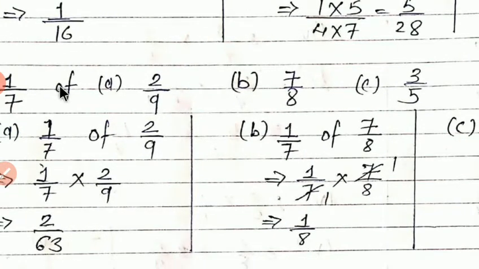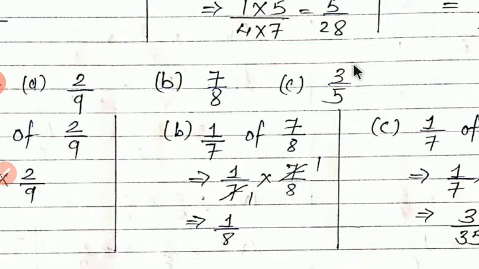Then B, 1/7 of 7/8. So 1/7 into 7/8. Here we can cut 7 by 7, as one number is written in the numerator and the second one in the denominator. So we can divide it. 7 ones are 7, 7 ones are 7. So we can write it as 1/8.